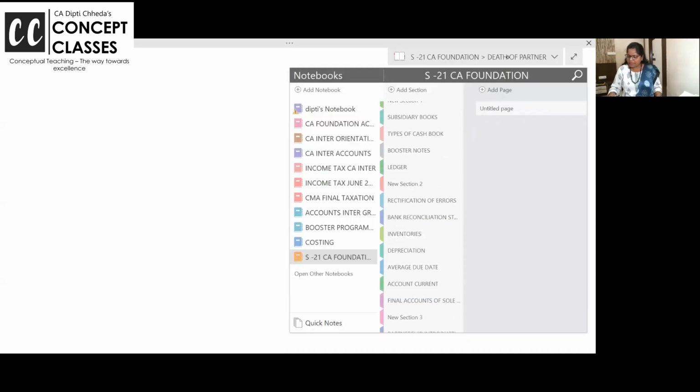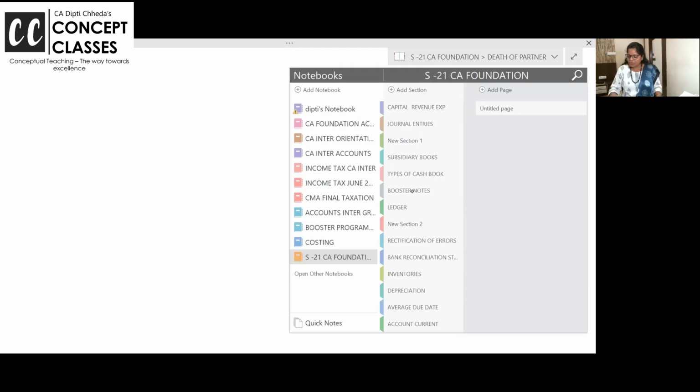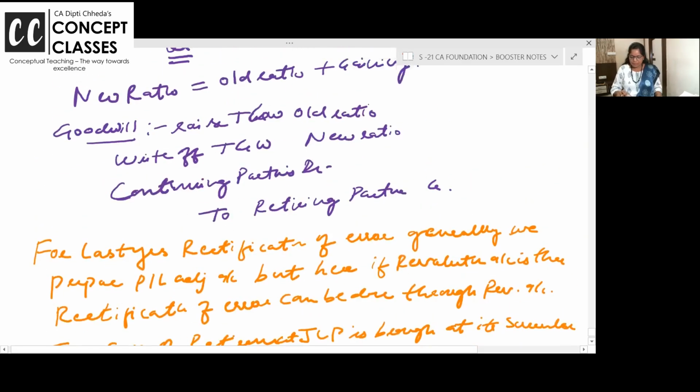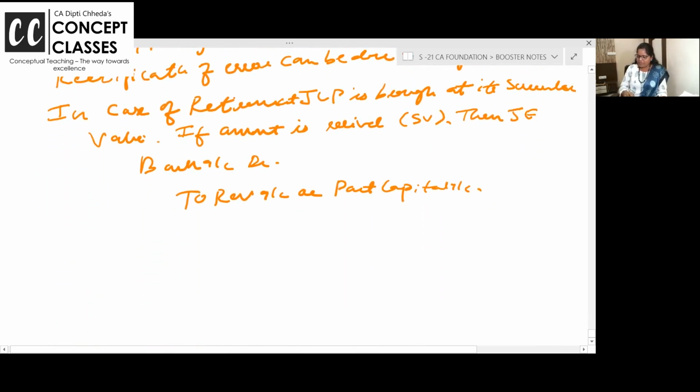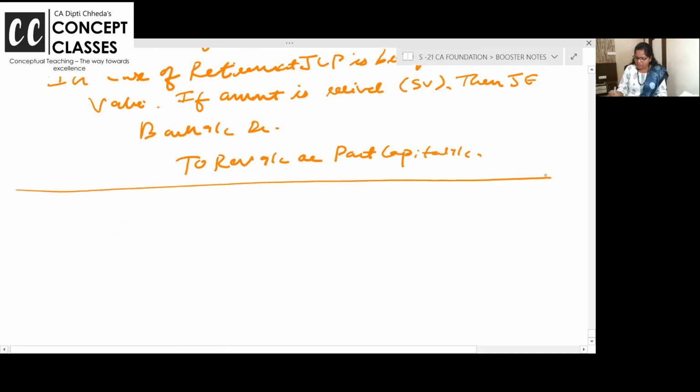Now listen, when a partner is outgoing, I am taking you to the notebook to explain some concepts. Please open your booster notes, what we have written for partnership together. Go to your booster notebook. There we are writing one note. I think last we wrote everything about rectification of errors and all. Okay.